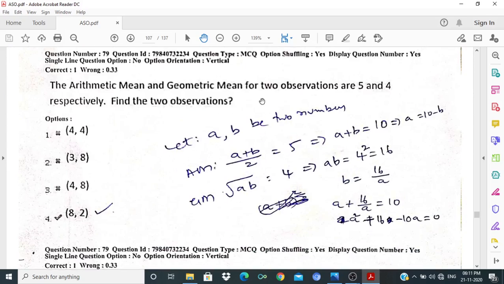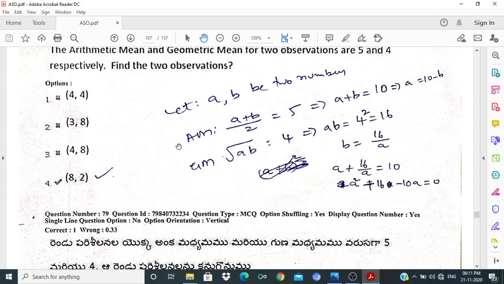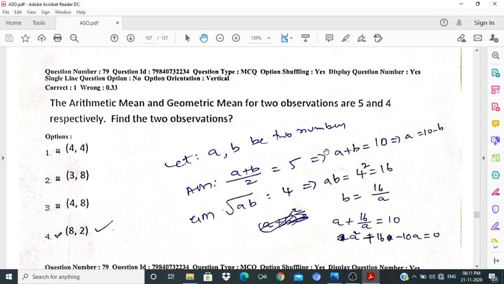The arithmetic mean and geometric mean for 2 observations are 5 and 4 respectively. Find the 2 observations. Let a and b be the 2 numbers. AM is equal to a plus b by 2, which is equal to 5, as given. So a plus b is equal to 2 into 5, 10, and a is equal to 10 minus b. GM is equal to root of ab, which is equal to 4. Squaring on both sides gives ab is equal to 4 square, 16. Substitute the value of a here.